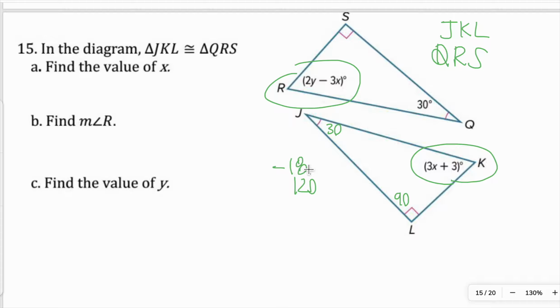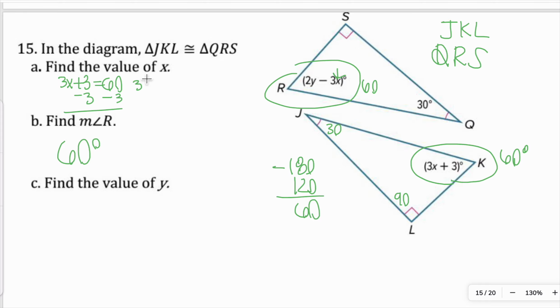So subtracting 120 from 180, I get my leftover amount. So that means angle K is equal to 60 degrees. So to find the value of X, I can say 3x plus 3 is equal to 60 degrees, which also means that this one will be 60 degrees, but I'm going to go ahead and find X so I can plug that in there for measure of angle R, which is actually already given to me, 60 degrees. When I solve for X, I'm going to subtract 3 from both sides to get 3x is equal to 57. And then if I divide both sides by 3, I'm going to get 19. So X equals 19.